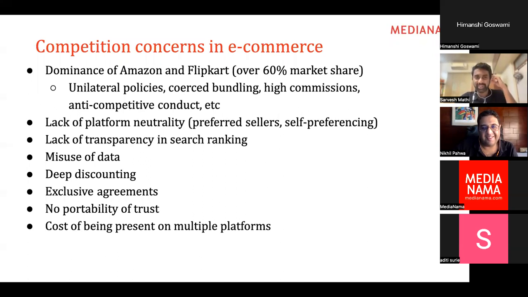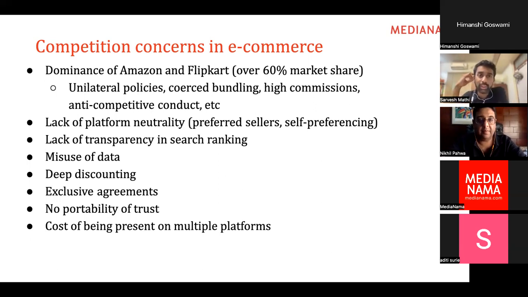Yeah, learning from others. The worst part about this misuse of data, the allegation is not just that Amazon and Flipkart use data to build these kinds of products, but they don't share this data with sellers. They aggregate this from sellers' activities, but they don't share that data with sellers.